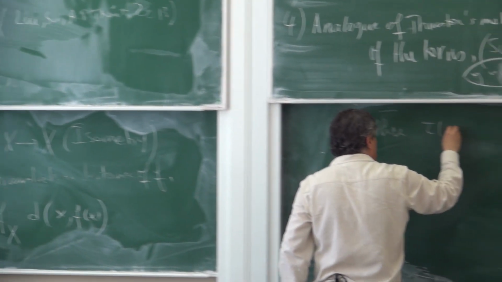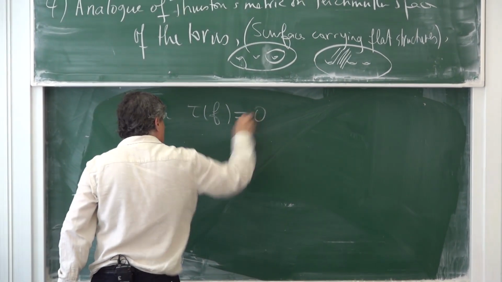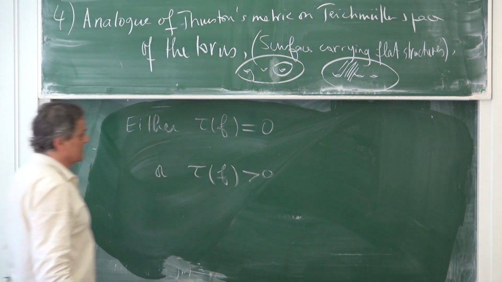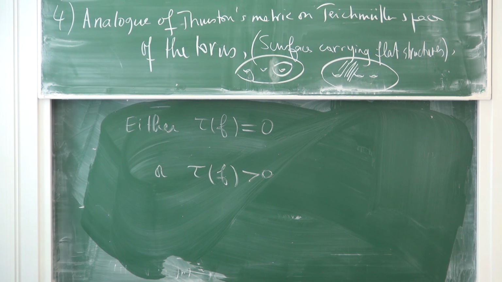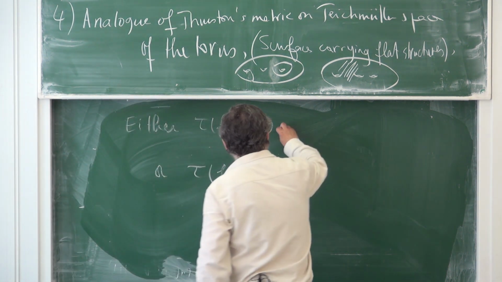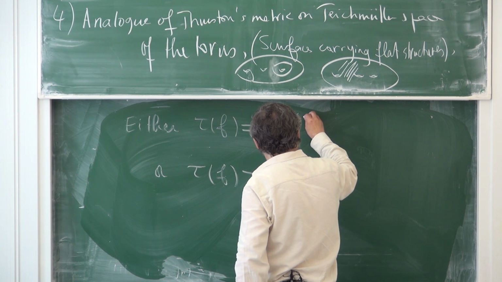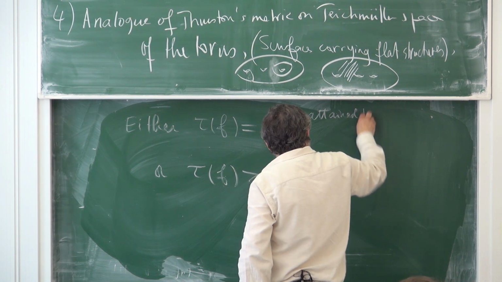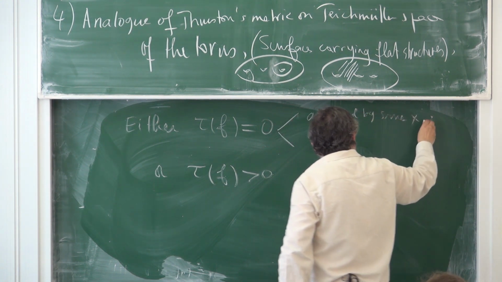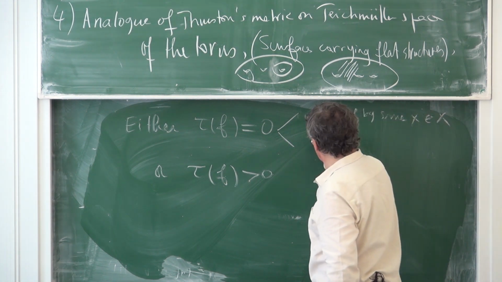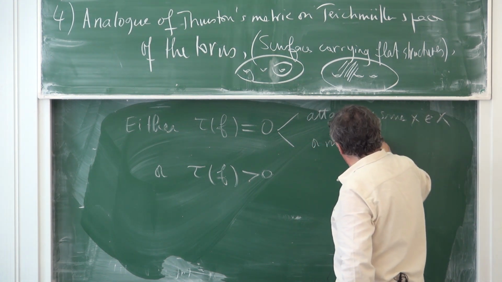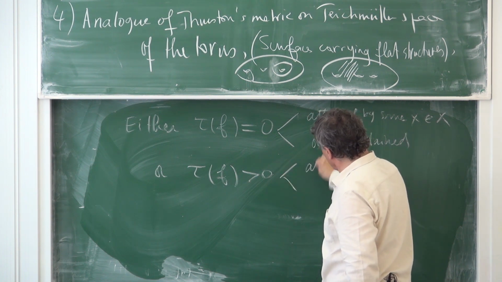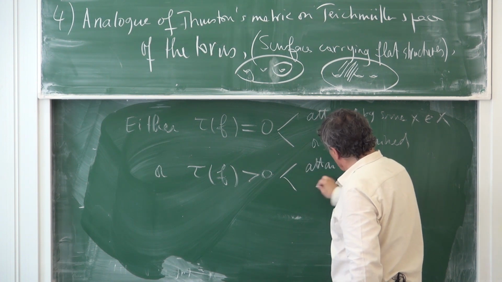either tau of f is 0 or tau of f is strictly positive. Okay? And then in each case you have either the infimum is attained by some x in X, or not attained. Or here too, if it's strictly positive, either attained or not attained.